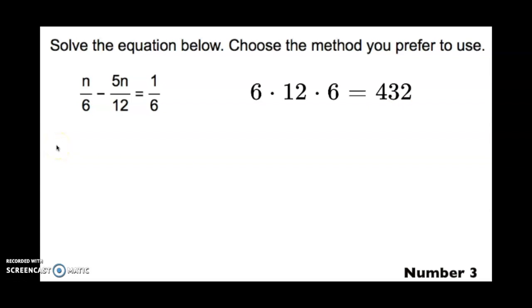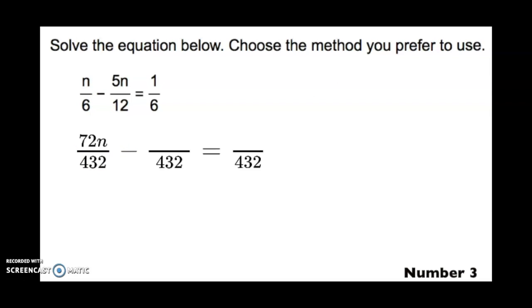Now what I need to do with that 72 is multiply both top and bottom by that to get my fraction with the denominator of 432. So I multiply the top number by 72 in this one, and I get 72n over 432. Now, what I do from there is divide 432 by 12, and that gives me 36. So I multiply top and bottom by 36. So 36 times 12 is 432. 36 times 5 is going to be 180n.